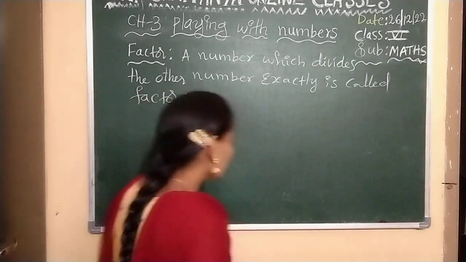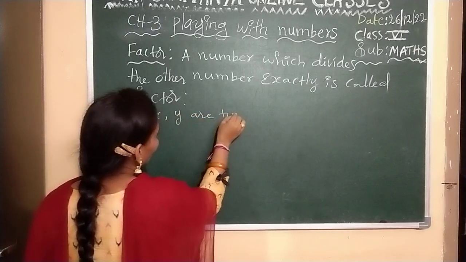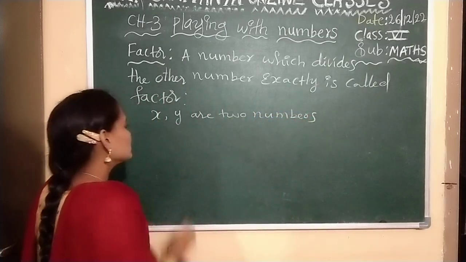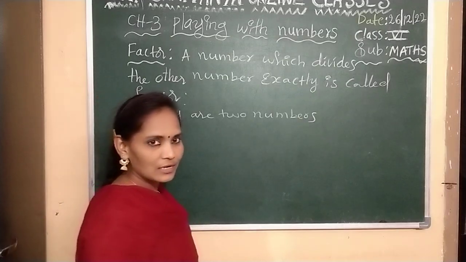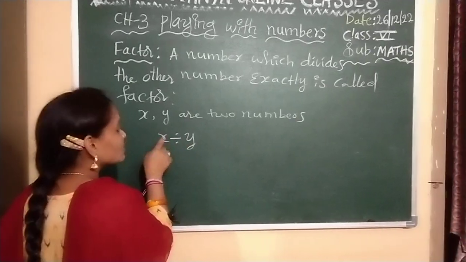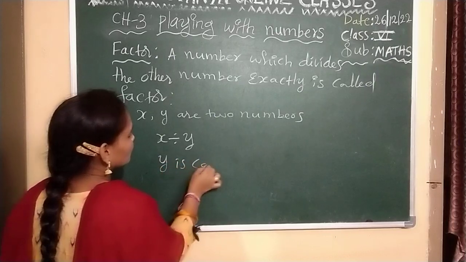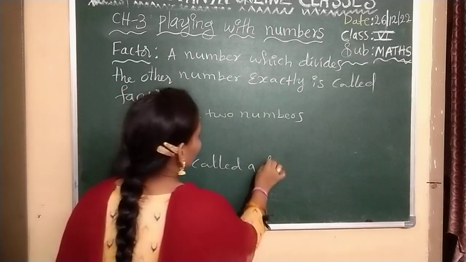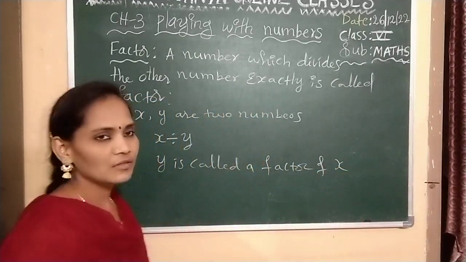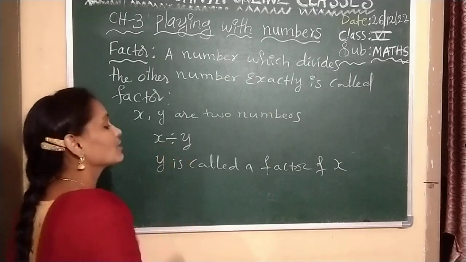Now a general example: suppose x, y are two numbers. Now y divides x exactly. If y divides x exactly, then y is called a factor of x. Why? Because y is dividing x exactly.